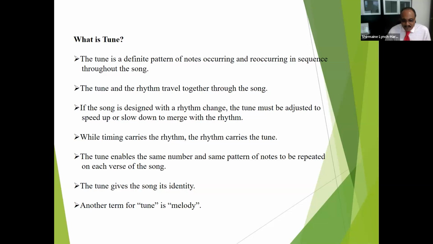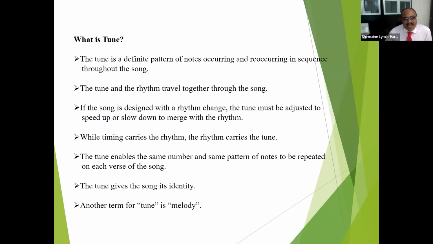Okay. Now, you can just create a crazy tune. The tune doesn't have to be something defined as yet, but just start with something simple and crazy. And as you go along, you modify it. The tune is a definite pattern of notes occurring and reoccurring in sequence throughout the song. The tune and the rhythm travel together through the song. So the song and the tune and the rhythm must be combined.